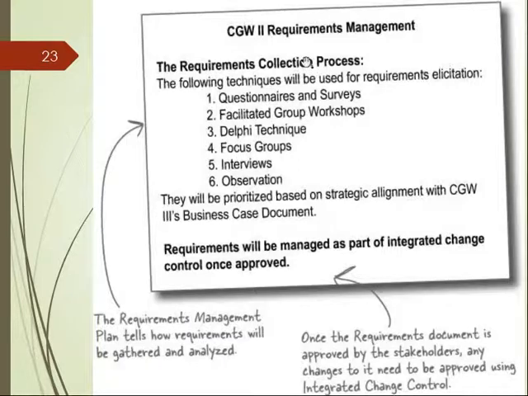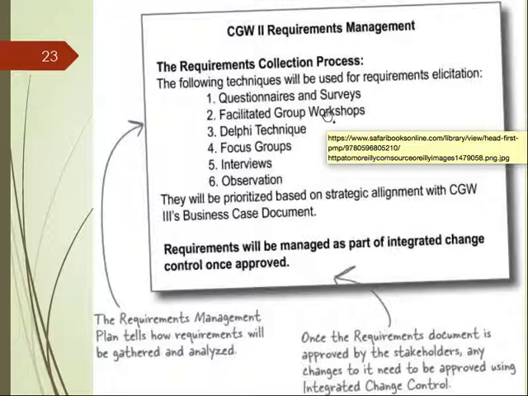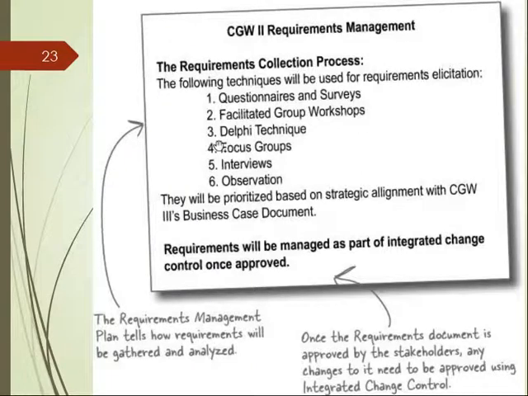And this describes the requirements collection process. What kind of techniques are there? Questionnaires, surveys, facilitated group workshops. That means some people would get together to spend anywhere from half a day to, let's say, 3 days, and all the stakeholders would come together and they try to agree on the requirements. So that is the second one.